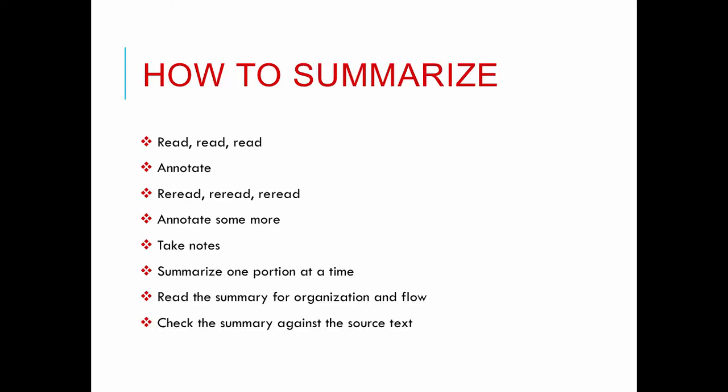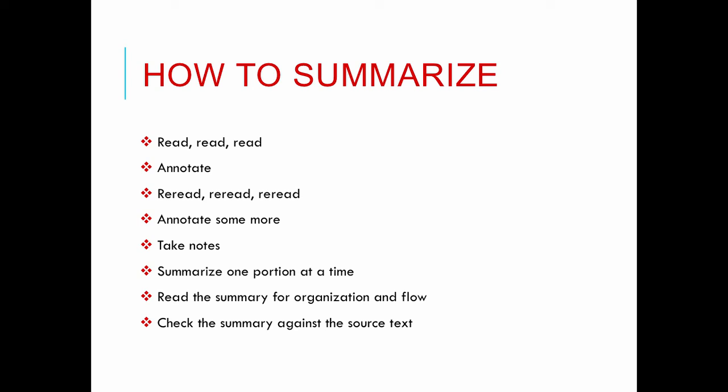There are some tips for how to summarize. First, in order to summarize well, you need to read, read, read. You should also annotate or take some notes while you're reading, and then you read some more and annotate some more. This cycle of reading helps you to make sure that you fully understand not just the key ideas, but the author's intentions in writing those ideas, and that you don't miss any of the nuances in the argument. You should take some notes that you can use when writing a summary.